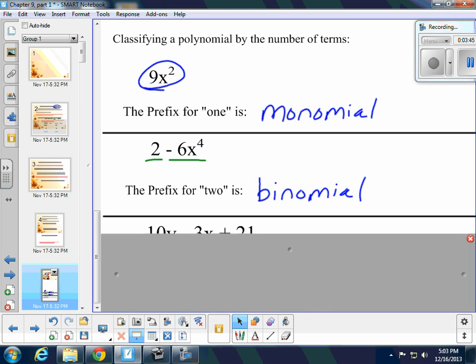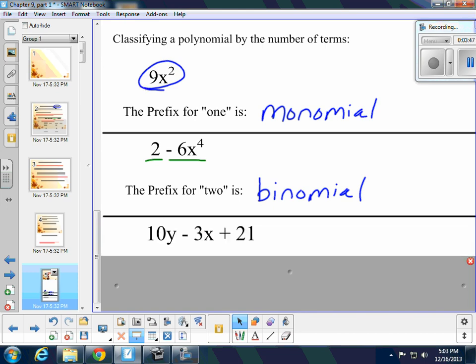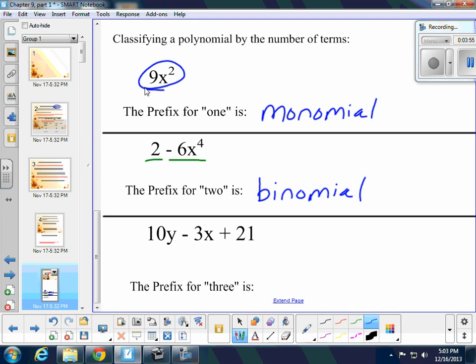When I have three of these terms, so 10y minus 3x plus 21, again, something else we'll refer to a lot. When I have three of them, the prefix for that is tri. So, of course, this is called a trinomial, when I have three different terms.